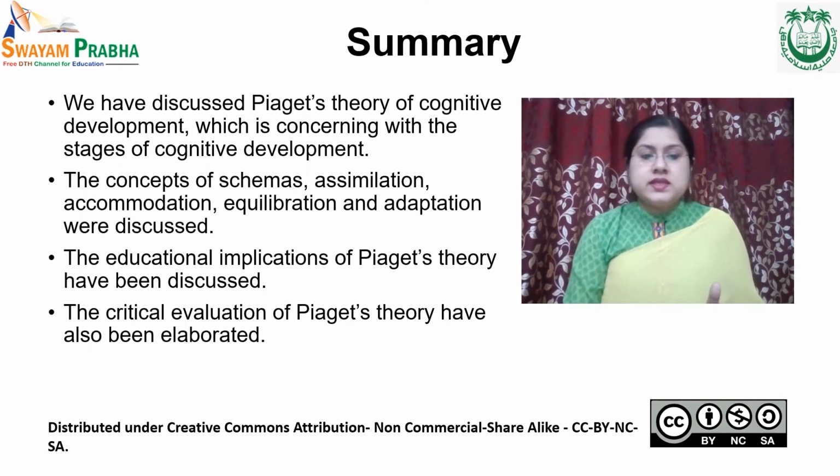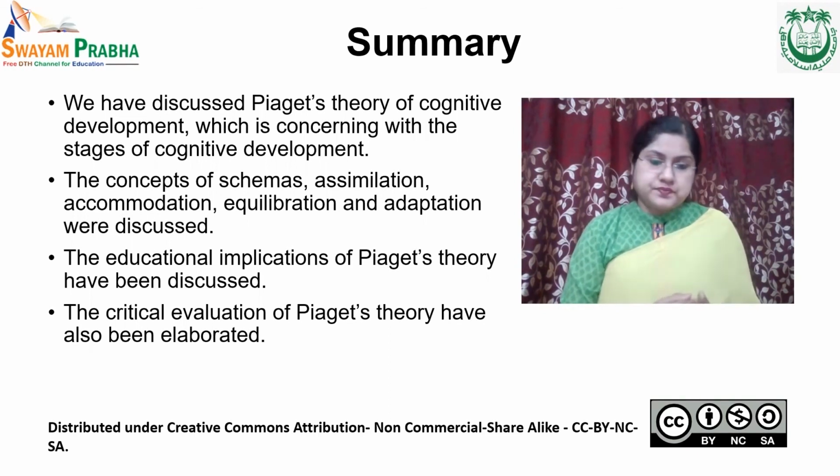Then the third stage, the concrete operational stage, starts from 7 years and goes on till 11 years. Children begin to think logically but are unable to think in abstract terms. Their thought process is limited to concrete objects and events. They are able to understand cognitive concepts such as number, classification, and conservation, but still the abstraction is not there.